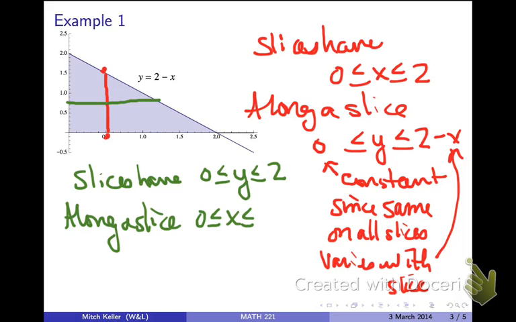Now what is that upper limit? Well, we want to have x expressed as a function of y, so we need to rearrange the equation of our line to get x as 2 minus y. So that says along a slice, x goes from 0 up to 2 minus y.